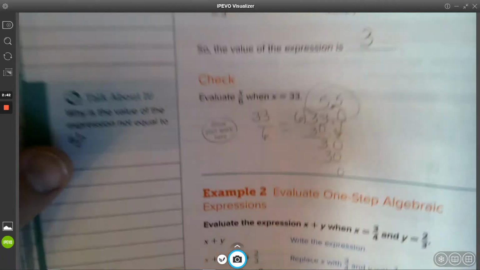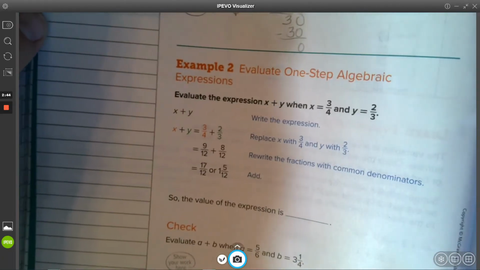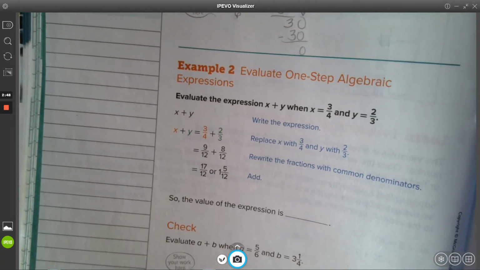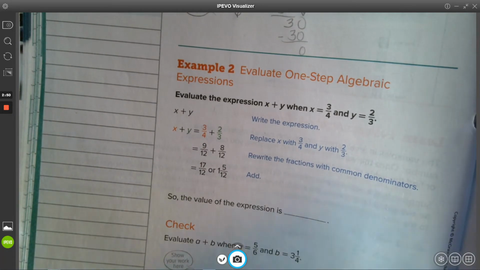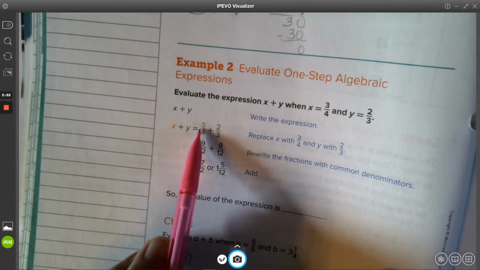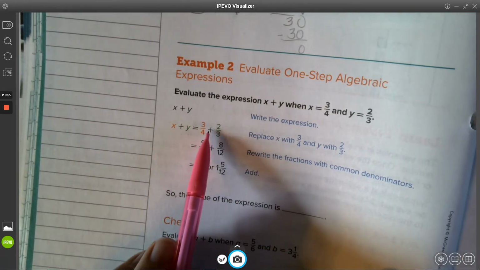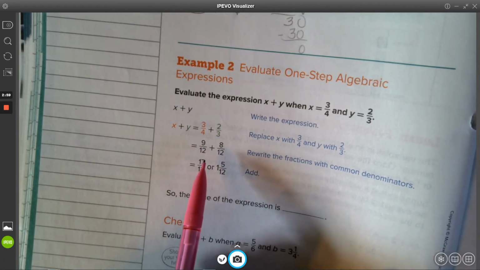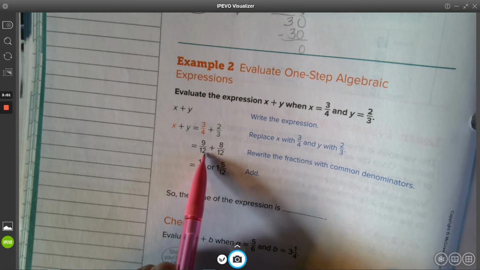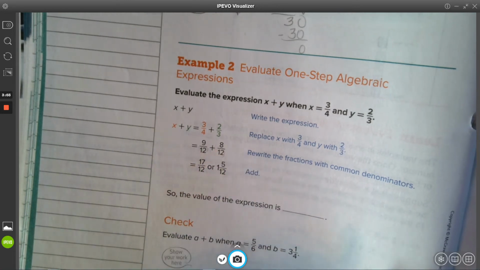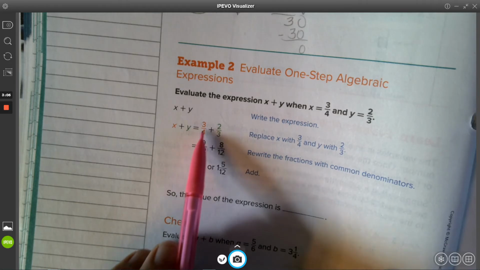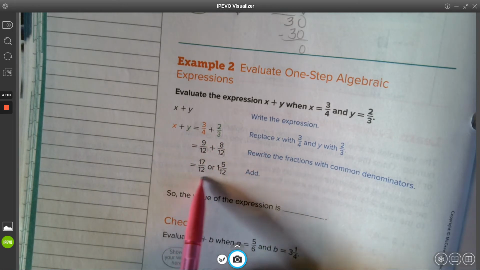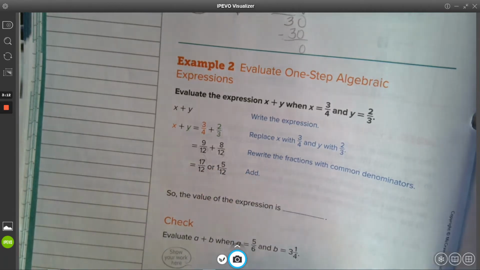Let's go ahead and try example 2. Evaluate the expression x plus y when x is 3/4 and y is 2/3. Once again, we're going to replace those values. 3/4 plus 2/3. Now because we're adding fractions here, we have to get a common denominator. So we're going to make the common denominators 12s. This would change to 9/12. This would change to 8/12. When we add them together, you get 17/12, and simplified would be 1 5/12.